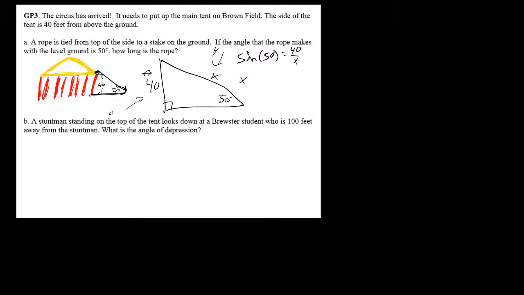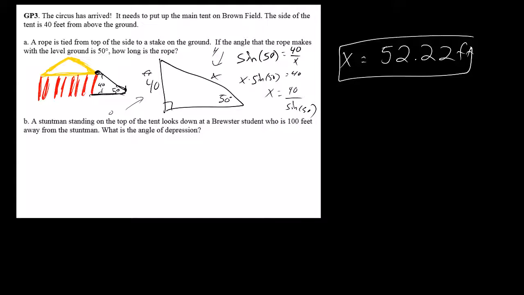Doing some algebra, we get x times sine of 50 is equal to 40. x is equal to 40 divided by sine of 50. Pull out your handy dandy calculator. We have 40 divided by sine of 50. What do we get? I get the length x is equal to 52.22 feet. That's how long the rope is, 52 feet.